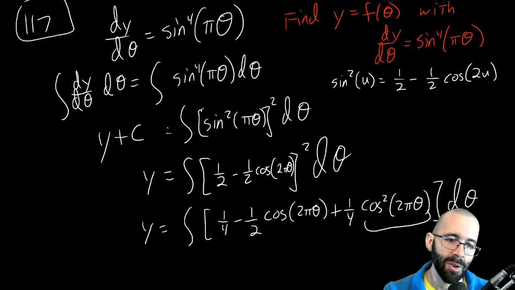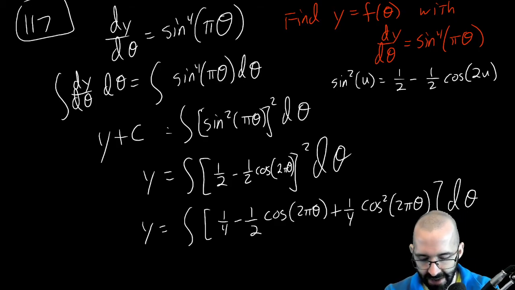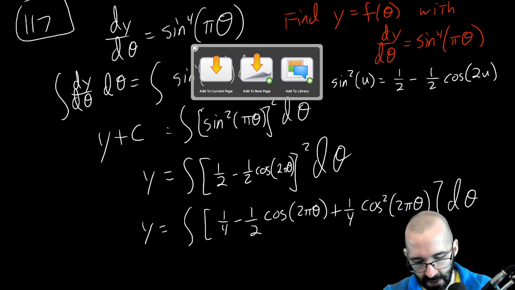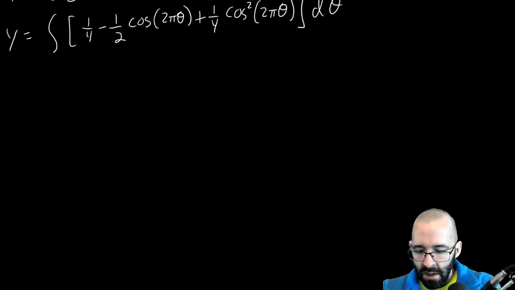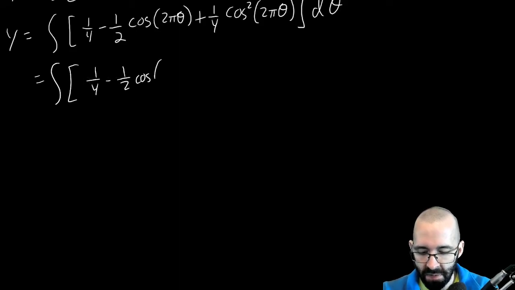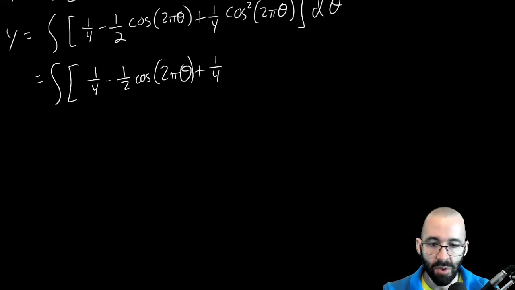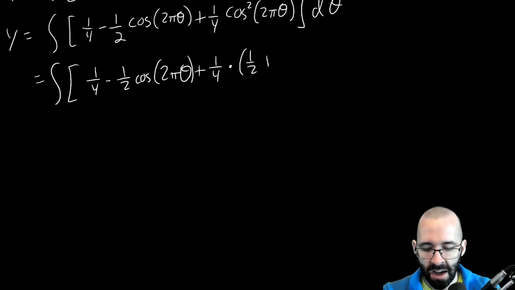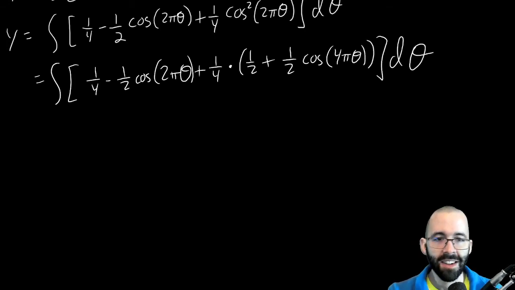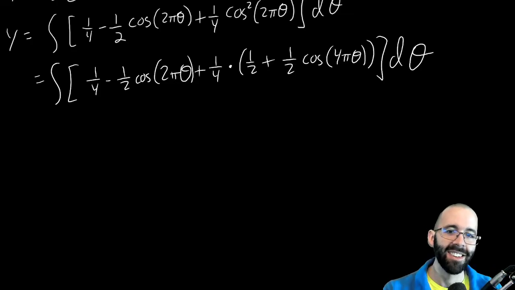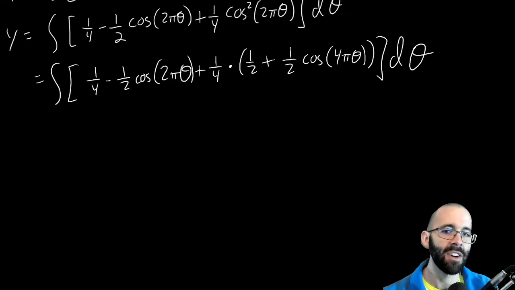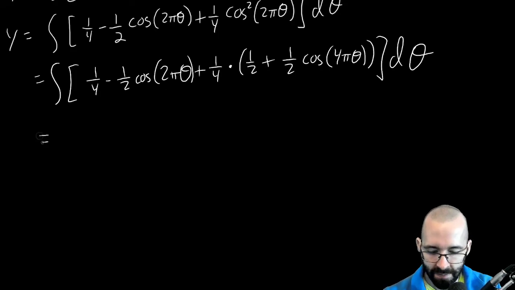And we have to use the power reducing formula on this guy again. It's a little tedious. So we're going to get the antiderivative of 1/4 minus 1/2 cosine 2 pi theta plus 1/4. Use the power reducing formula, which says this is 1/2 plus 1/2 of cosine of double the angle. Double the angle is 4 pi theta. And now we can collect like terms, simplify, integrate, the whole shebang.